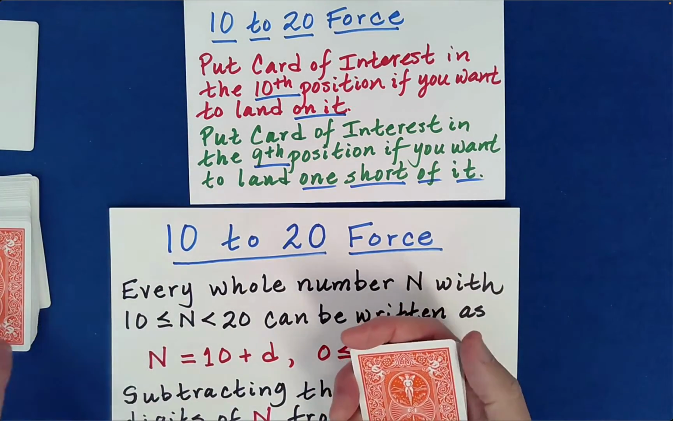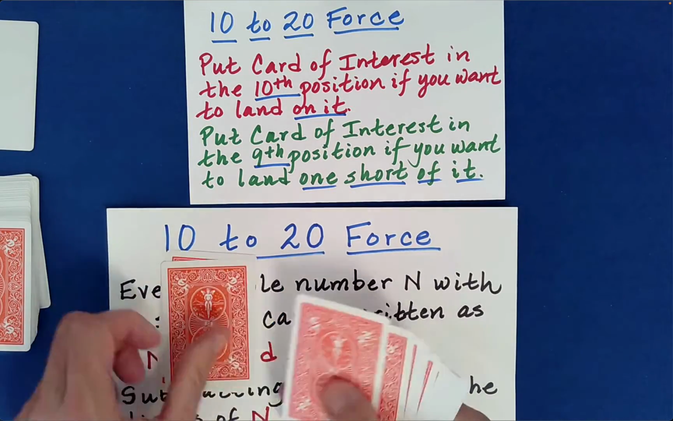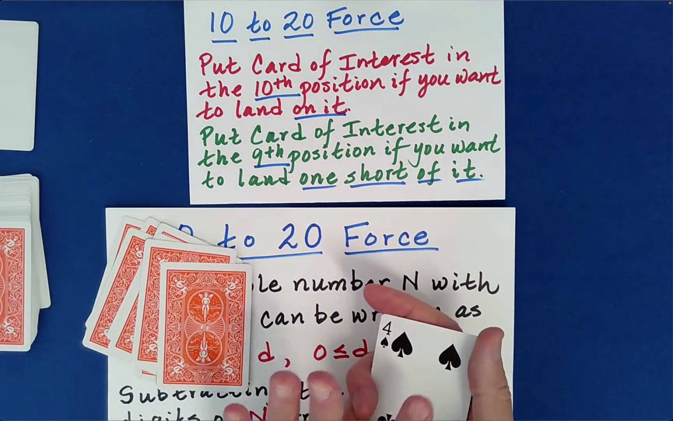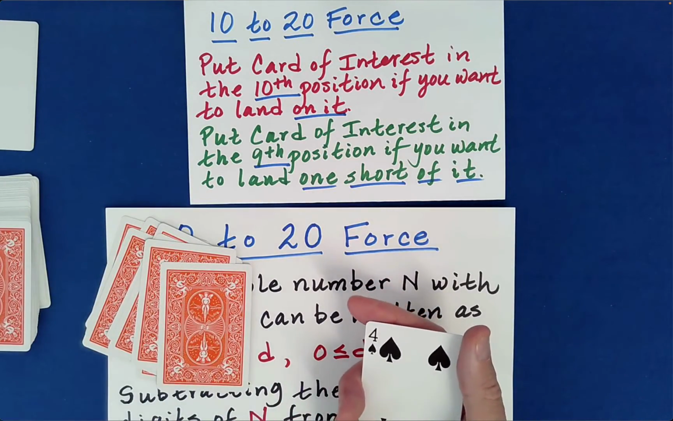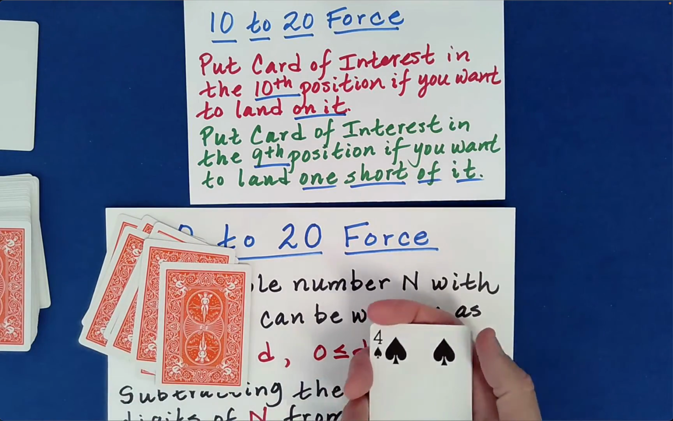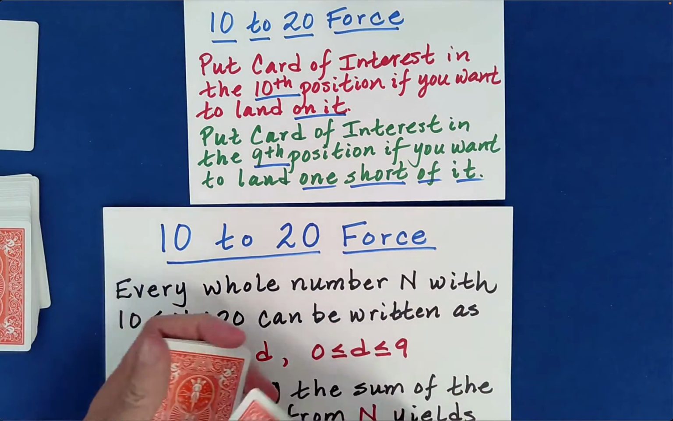The 1 and the 9 would be 10. Okay, so 1, 2, 3, 4, 5, 6, 7, 8, 9, 10. And so this time, the card of interest is one beyond where we stopped. Okay, so you can kind of see the difference there. So it really just depends on where you want it to be.